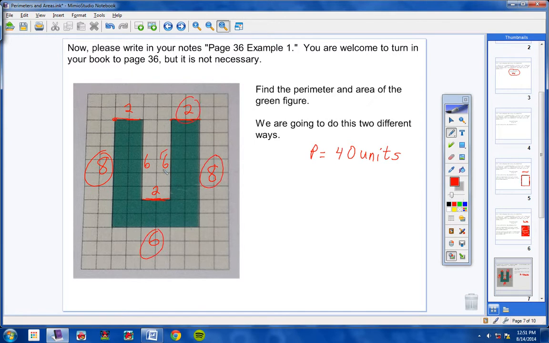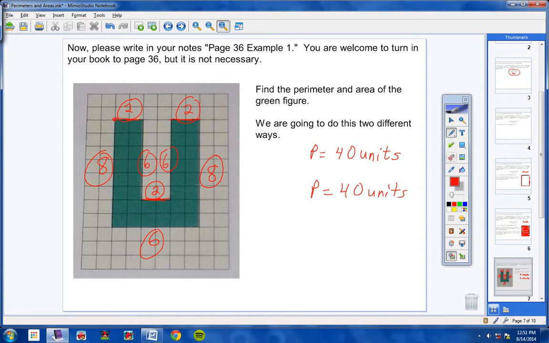plus 2 plus 6 plus 2 plus 6 plus 2, you would once again get 40 units. Okay, so in other words, whenever you're given a figure that is lying on a grid like this, you are welcome to count the spaces around the figure. That's finding perimeter, and that's totally fine. Another way to do it is to find the measurement of each side and then add all of those sides together. Okay, and that's pretty simple.